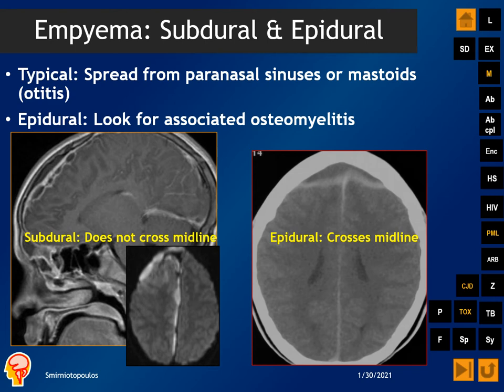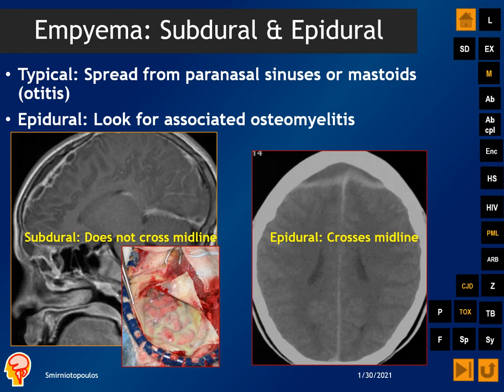Whenever we have an empyema, whether it's subdural or epidural, they're typically caused by spread from an adjacent infection in the paranasal sinuses or the mastoids. For epidural infection, we want to look for an associated osteomyelitis. Subdural fluid collections generally don't cross the midline. Epidural fluid collections may dissect the meningeal layer of the dura away from the periosteal layer of the dura, and they can cross the midline.